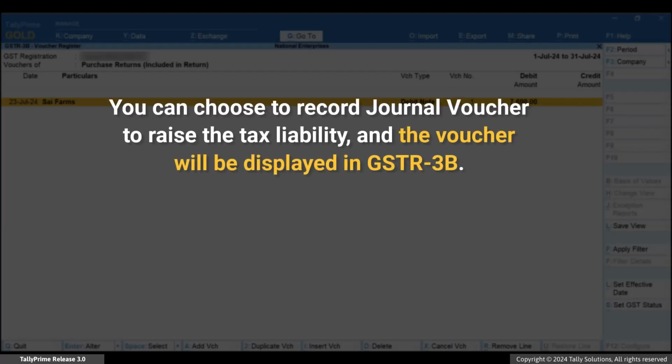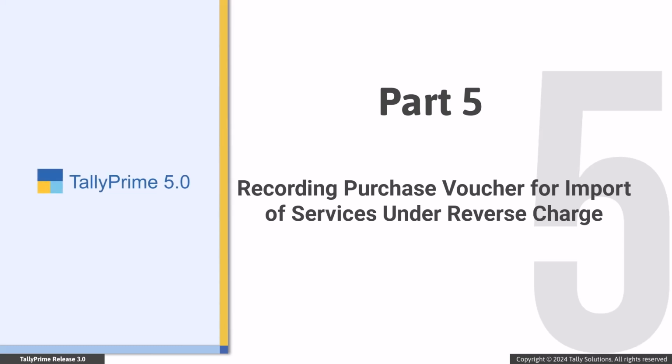As per your business practices, you can choose to record journal voucher to raise the tax liability. Rest assured that GSTR 3B will display the journal voucher instead of the debit note. The import of any services from any country to India attracts reverse charge. Now, let's see how to record import of services.